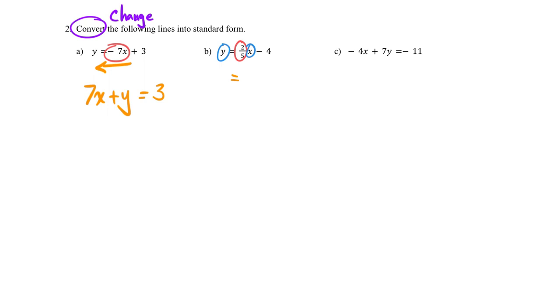So that means I'm going to have my 2/5 x, and what I want to get rid of then is the constant that's on that side. Well, to get rid of a -4, I am going to add 4.